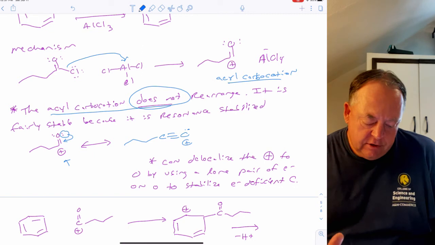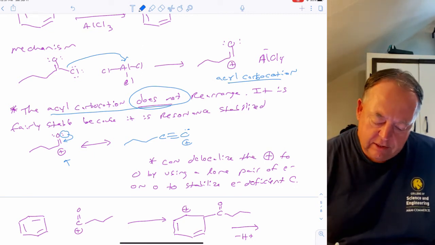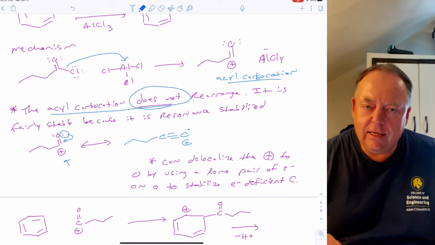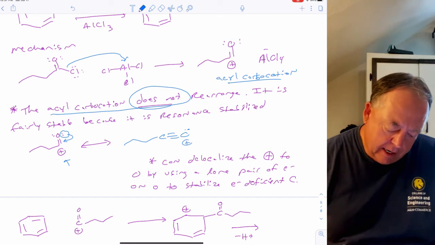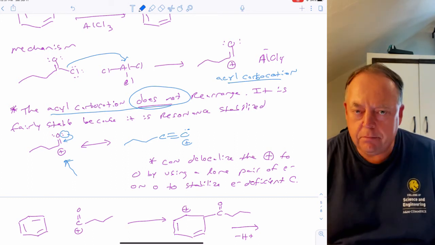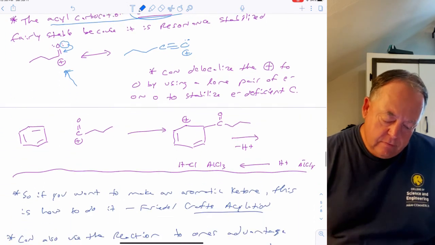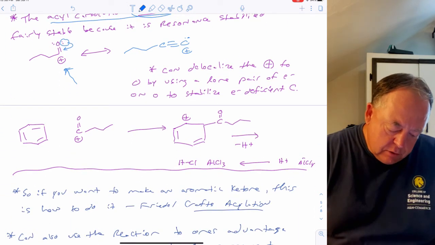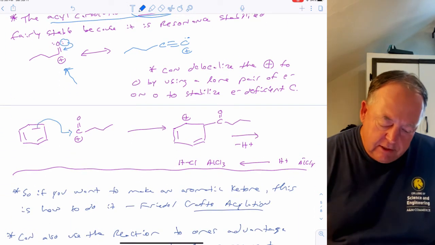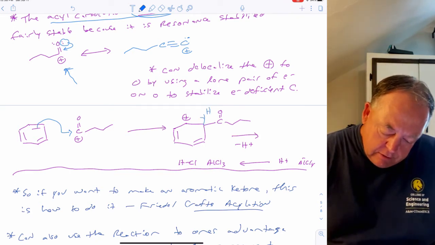And so now the octet rule is satisfied on carbon, and the charge is delocalized to oxygen, and so that stabilizes the carbocation. So putting the carbocation on that carbon with the double bond to oxygen is a decent place to put a carbocation, so it's not going to rearrange. Okay, so then the mechanism is the same at this point. So take 2 electrons from benzene, make a bond to that carbon, and then lose a hydrogen.